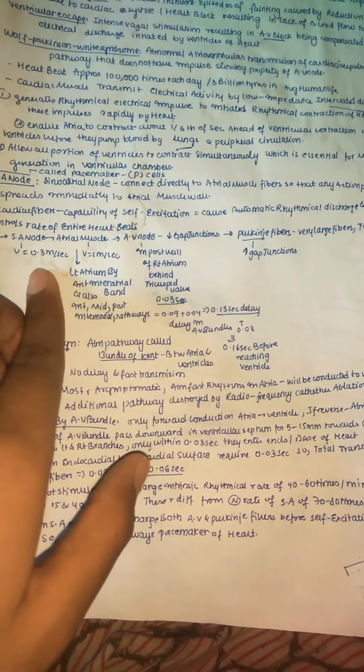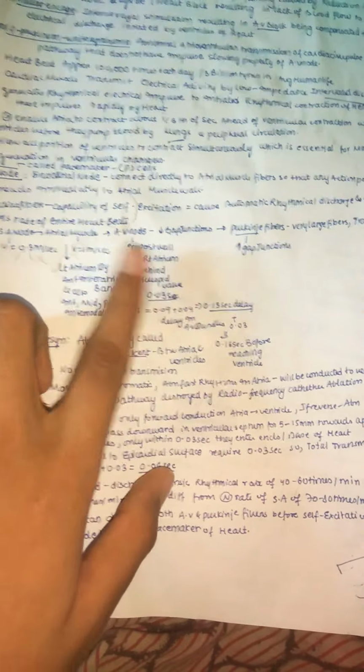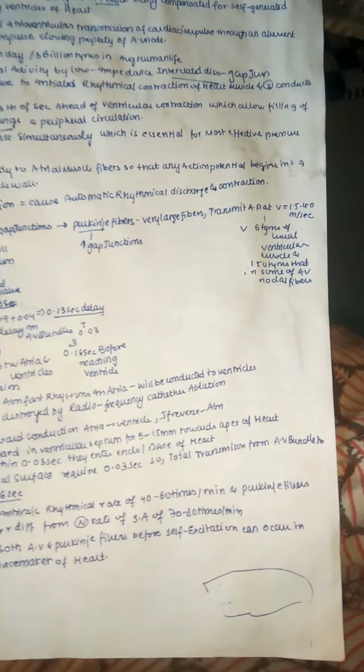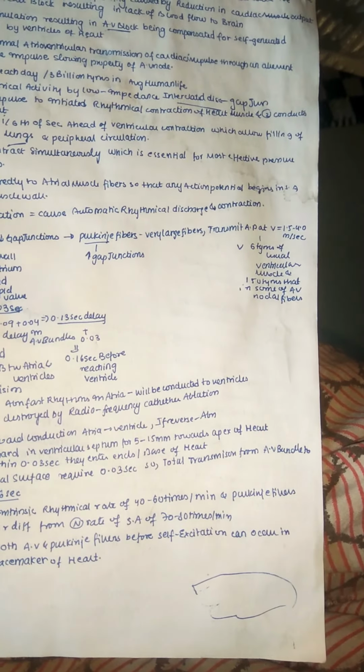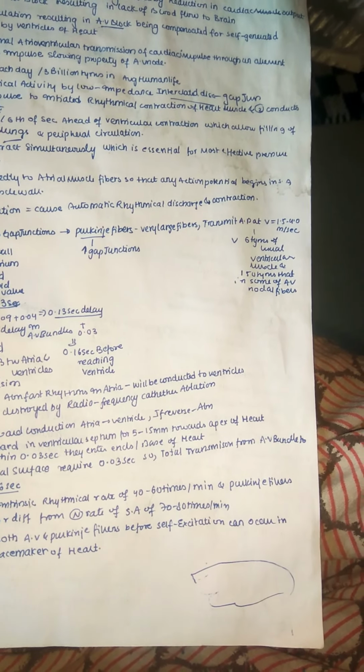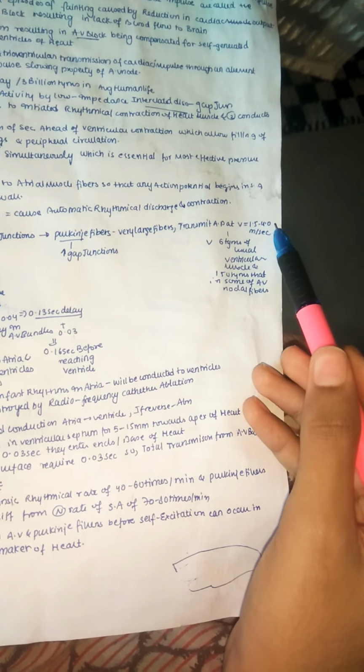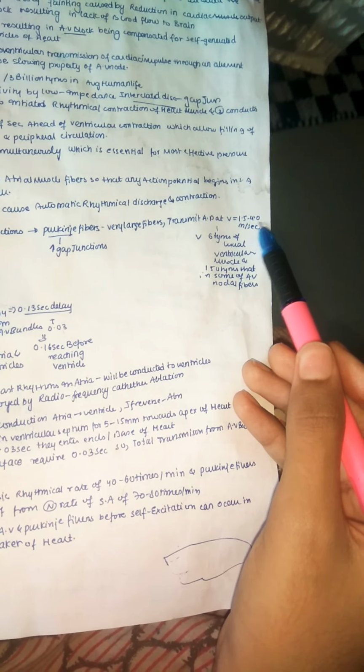You can see it's only 0.3. So the SA node and AV node are mainly the slow conducting fibers. And next come the Purkinje fibers, which have larger gap junctions, and the cells also have very large diameters. So these are the fastest conducting fibers in our heart, which transmit the action potential at a velocity of 1.5 to about 4 meters per second.